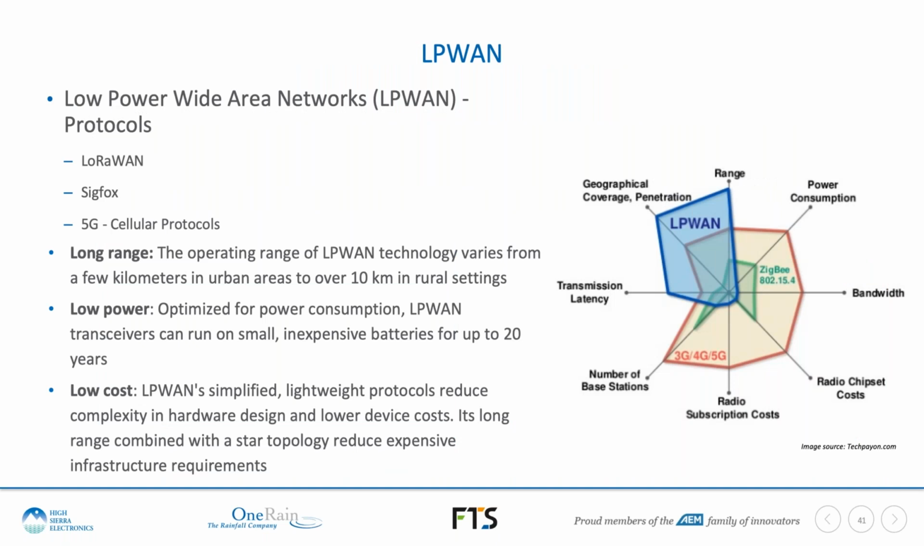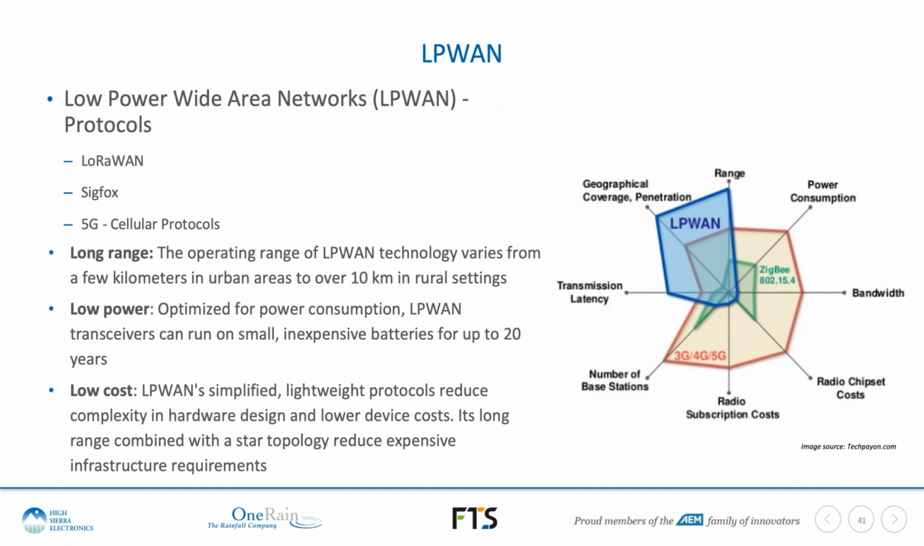LPWANs. So LPWAN again is a low power wide area network, and some of the protocols are LoRaWAN, which is a long range wide area network, Sigfox, which I believe was the first of these back in the early 2000s, and then there are some 5G cellular protocols that are being developed. Most of the cellular data that's being sent is more like IP data. They're actually developing these small packets of data similar to these other protocols that will be utilizing the 5G networks.